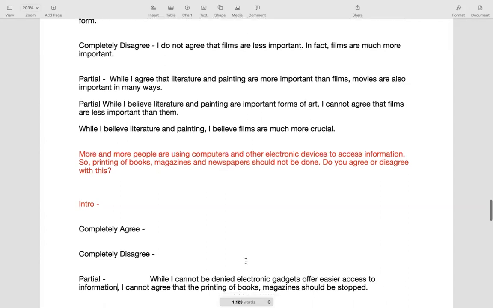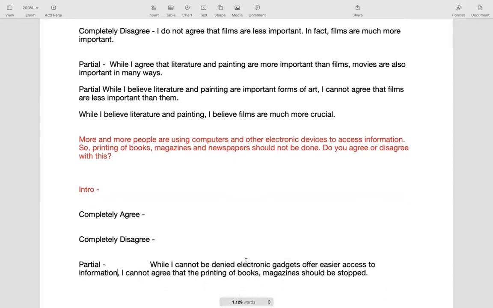Easier access to information. So it's actually done in a much better way. This will fetch you this. This seems very good, very well written. It cannot be denied that, while it cannot be denied that electronic gadgets offer easier access to information.